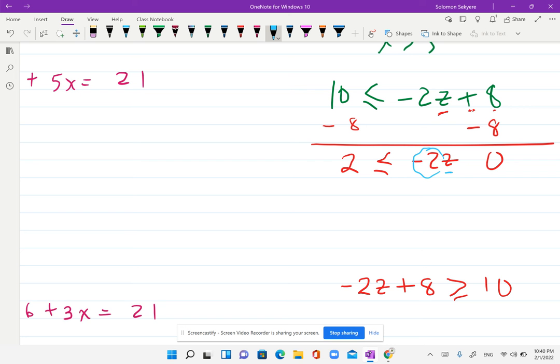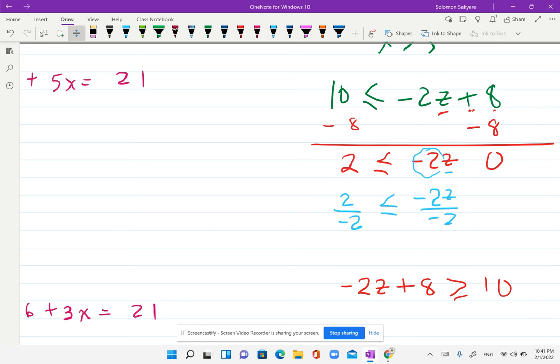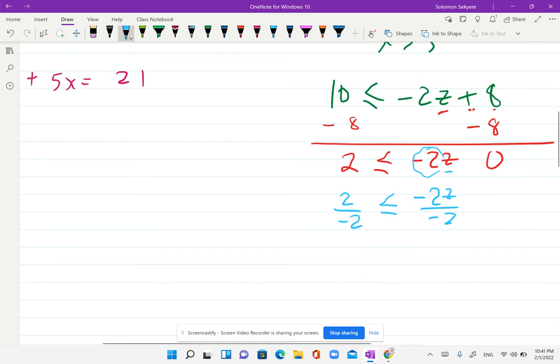And how do you do that? Negative 2z over negative 2. You divide both sides by negative 2, greater than or equal to 2. Okay, this is the difference I'm talking about. In inequalities, once you divide or multiply by a negative, your sign reverses. So this greater than reverses. See that?